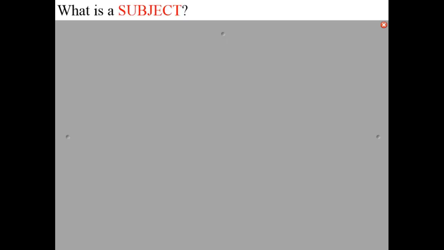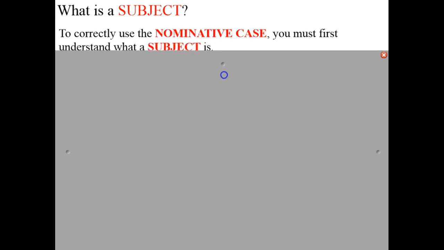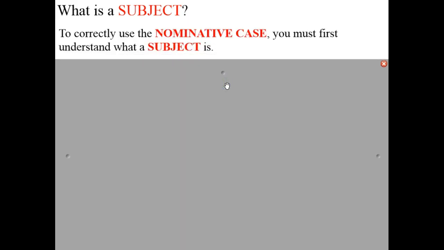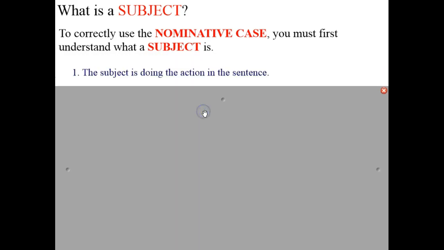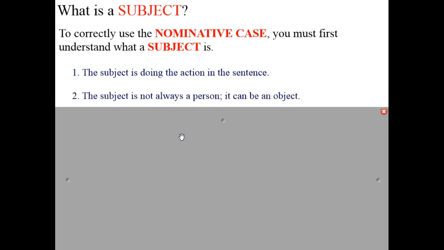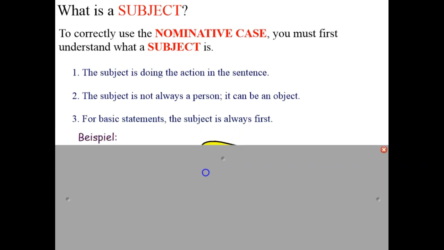Let's first look at that question, what is a subject? To correctly use the nominative case, you must first understand what a subject is. For basic German sentences, these are the things I want you to understand about a subject. Number one, the subject is doing the action in the sentence. Number two, the subject is not always a person, it can be an object. And number three, for basic statements, the subject is always first.